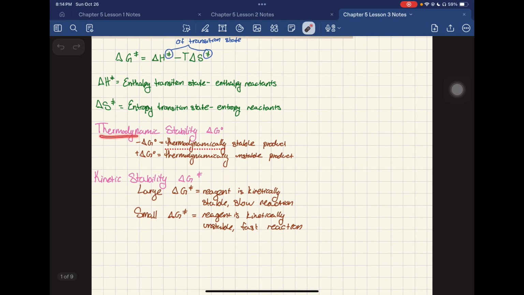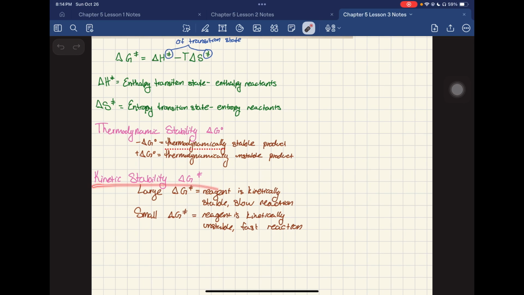So thermodynamic stability, delta G zero. Negative delta G zero means thermodynamically stable products, right? Products are favored. Then we have a positive delta G zero and it's thermodynamically unstable.